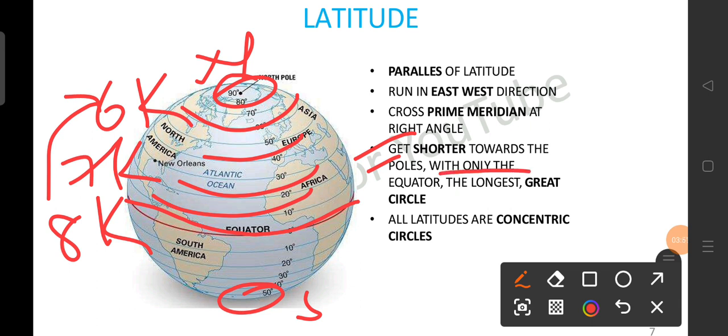With only the equator, the longest great circle. So here the equator is longest, while the great circle. All latitudes are concentric circles, so all latitudes are concentric centers.